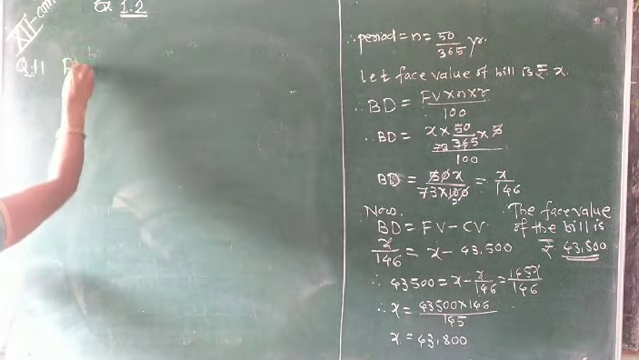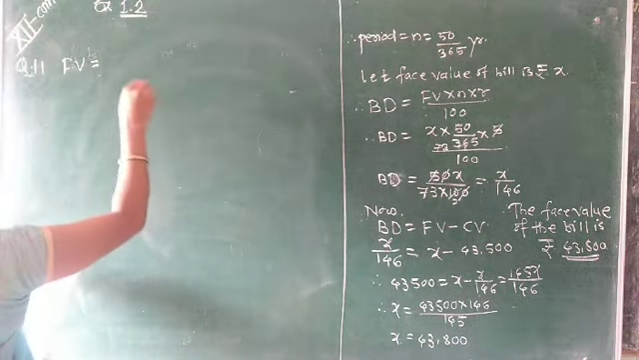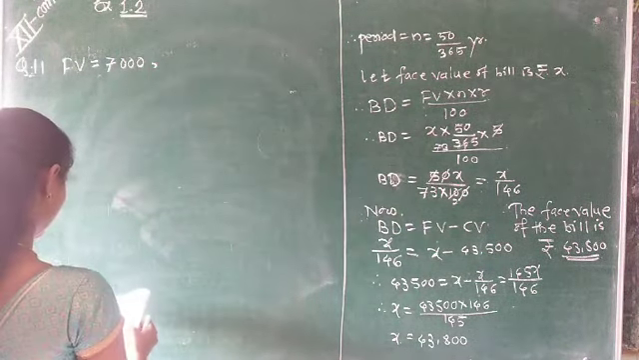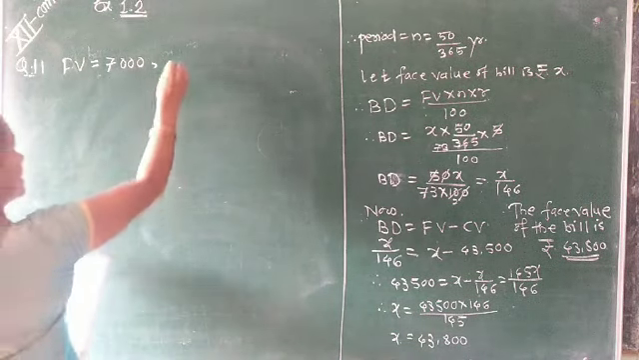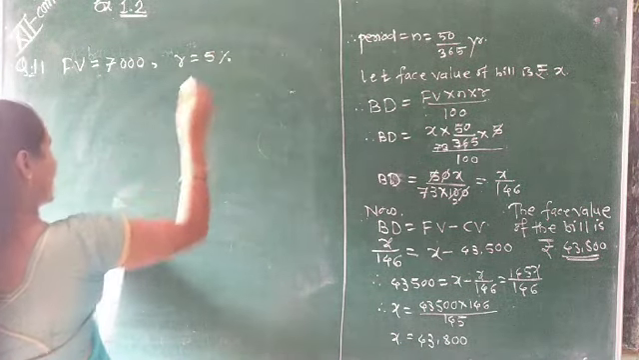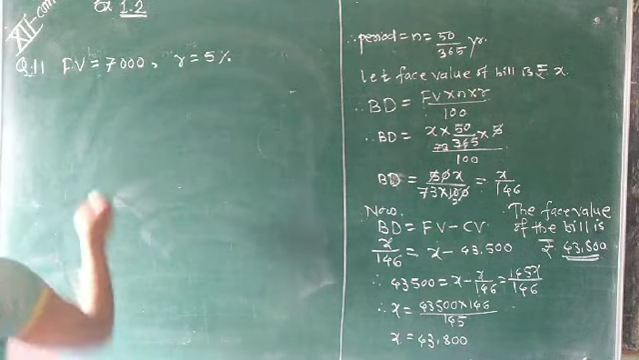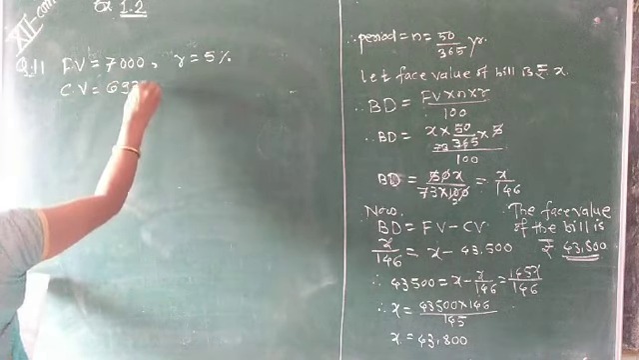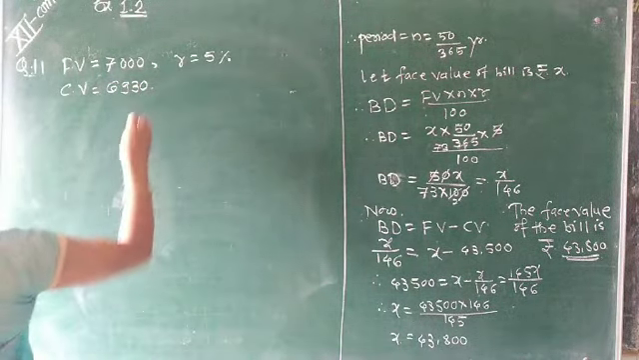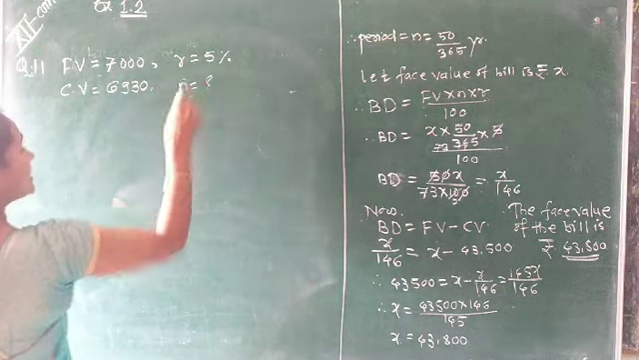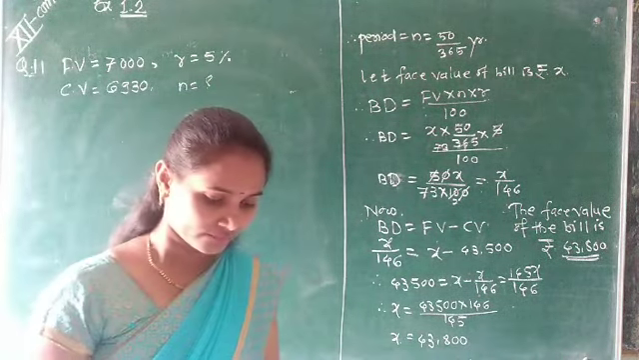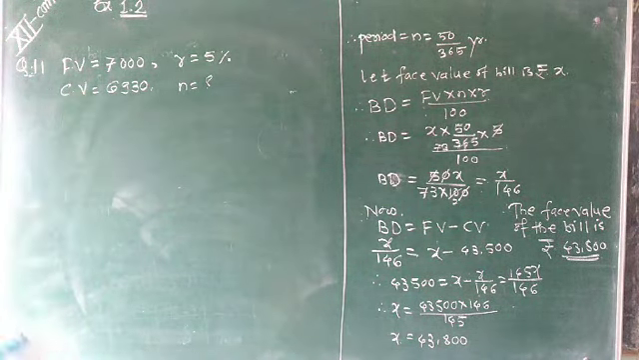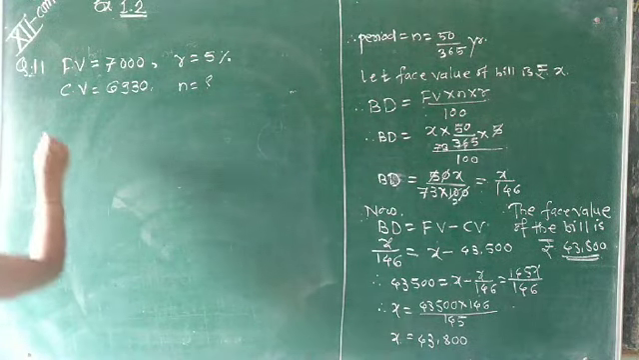Face value, or we say the sum due, which is given, that is rupees 7,000. Next, one more condition is given, that is R is equal to 5%. R is 5%, and cash value is given here 6,930, and we are going to find the period of the bill, that is N is equal to. So first, the values we have given here are FV and CV.